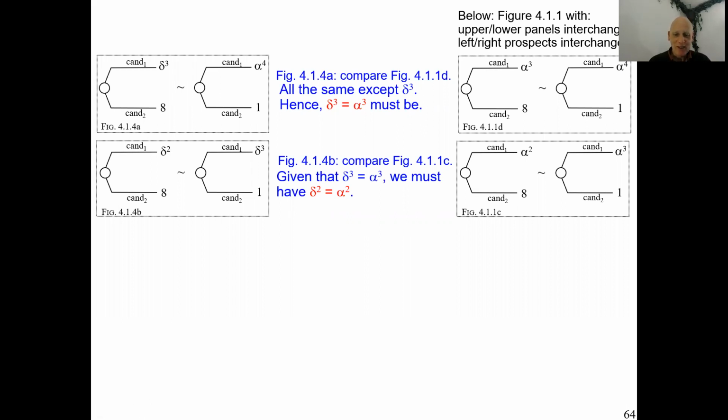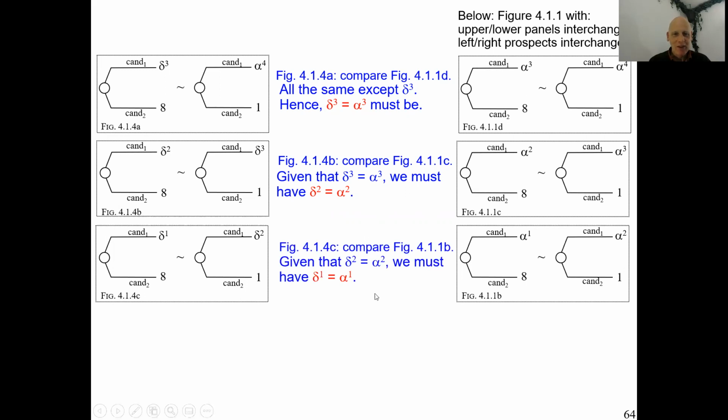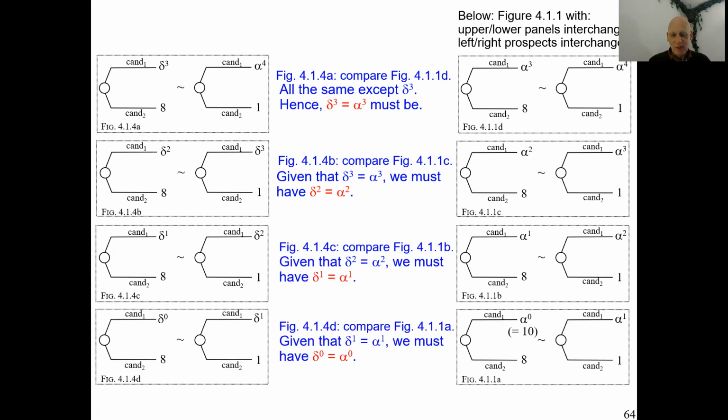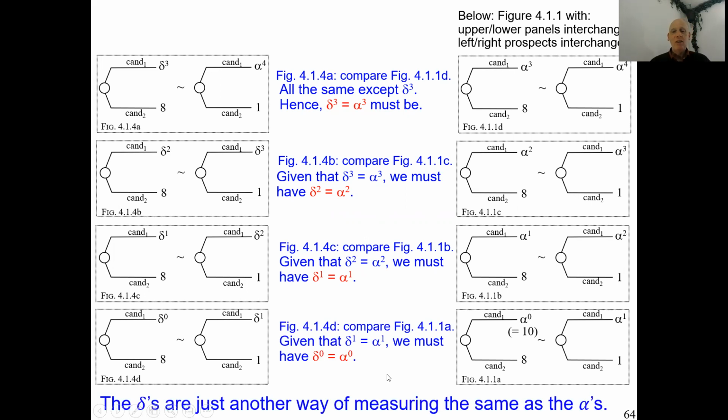And now it goes on like that, but you get how it works now. Again, we know that delta 2 is alpha 2, so delta 1 must be alpha 1. And finally, we know that delta 1 is alpha 1, so delta 0 must be alpha 0. So we conclude that the deltas are yet another way of measuring the same thing. All these questions that we saw so far, we're measuring the same thing basically.